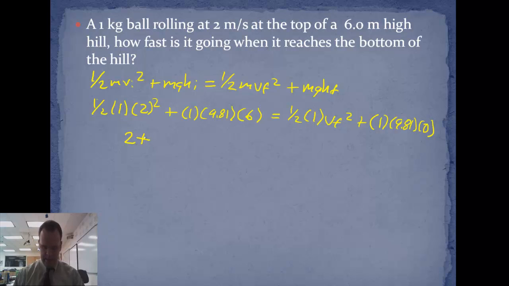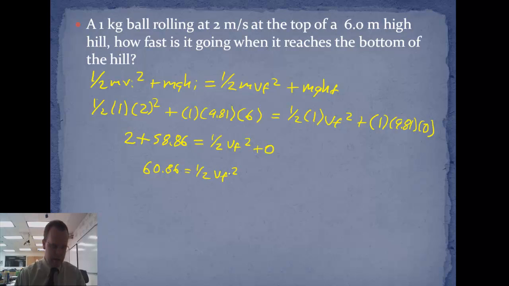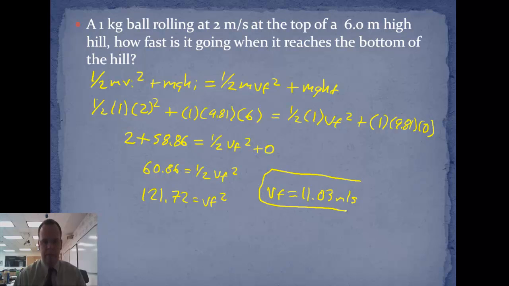9.81 times 6 comes out to 58.86. 1/2 of 1 is 1/2, v final squared plus 0. So we get 60.86 equals half v final squared. Divide by a half. We get 121.72 equals v final squared. Take the square root. We get 11.03 meters per second.